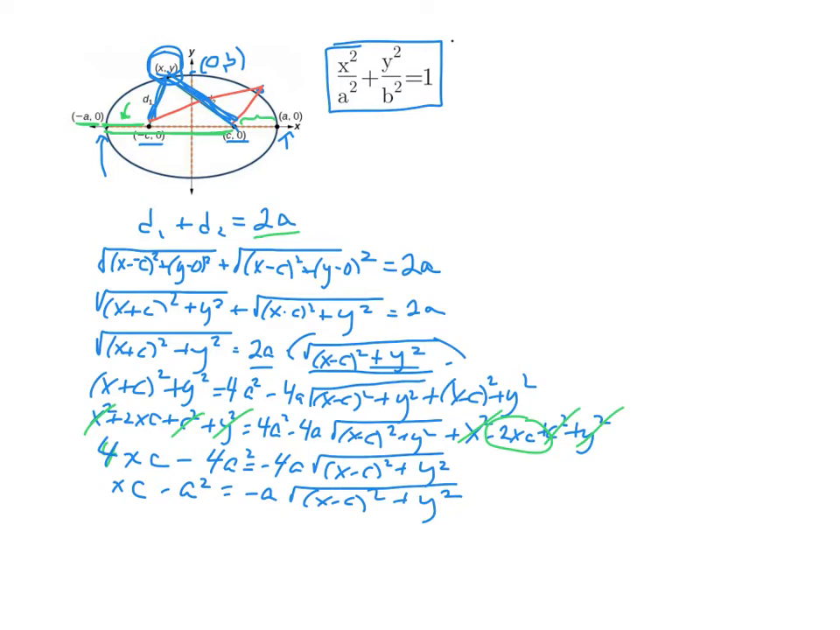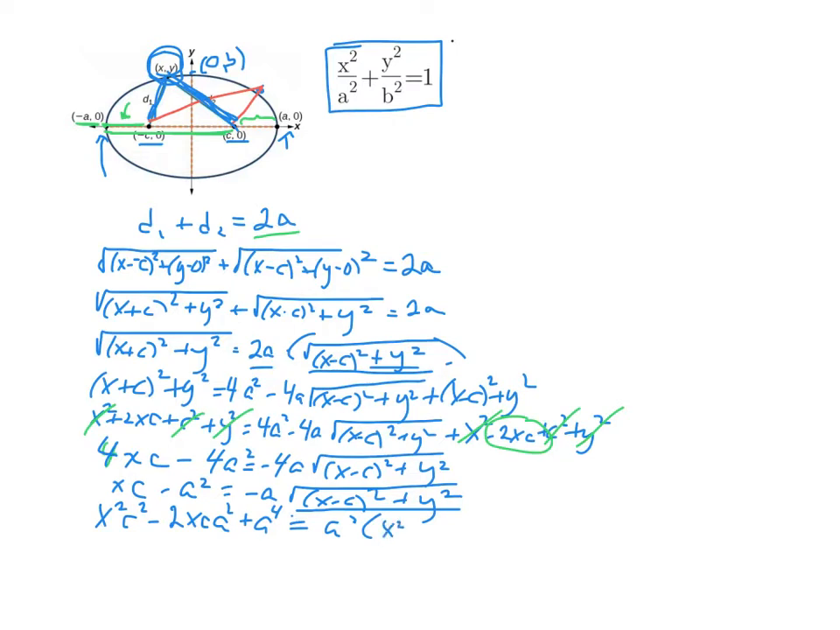Now, if I go ahead and square both sides, because now we want to get rid of this radical expression over here. If I square both sides, I end up with x squared c squared minus 2 times x times c times a squared plus a to the 4th. And then on the right, we get a squared times everything in the middle. All right, now I'm going to go ahead and multiply x minus c squared.